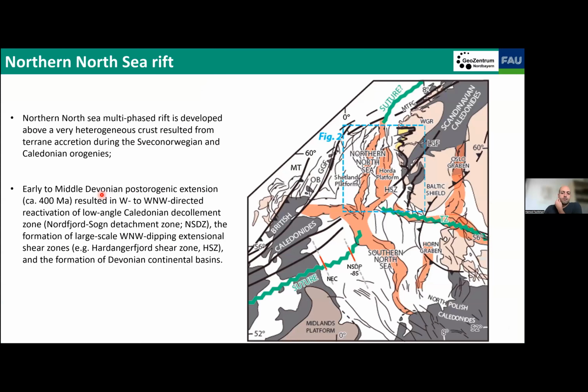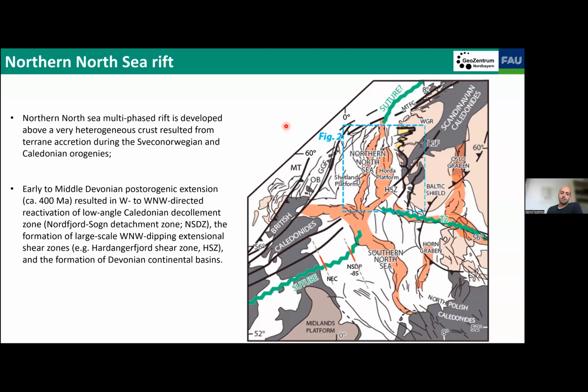So the study area: we are looking at the northern North Sea rift. On the right-hand side is mainland Norway, which shows some Caledonian remnants of nappes and allochthonous units, with some para-autochthonous units below. To the left we have the UK, also with remnants of Caledonides. In between, the North Sea rift system developed, and we are looking at the northern part, which has experienced at least two rift phases.